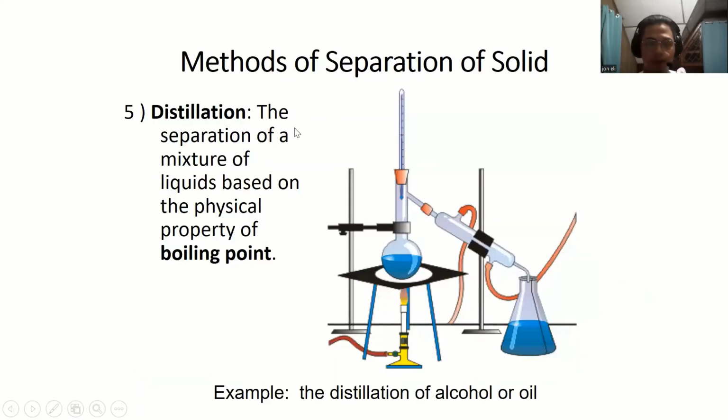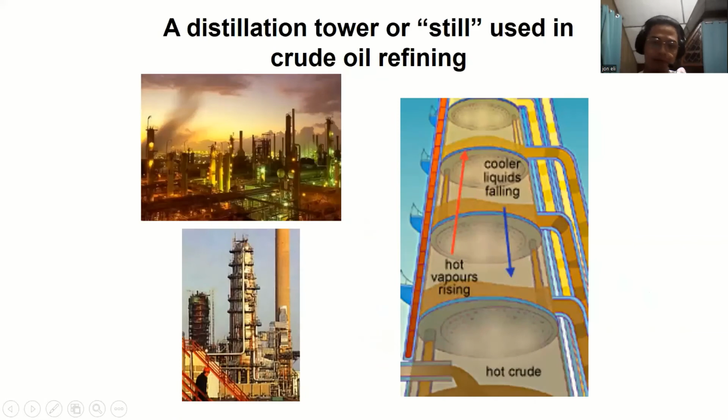Next, distillation. The separation of a mixture based on the physical property of boiling point. Examples are the distillation of alcohol or oil. Here is an example, a distillation tower or still used in crude oil refining.